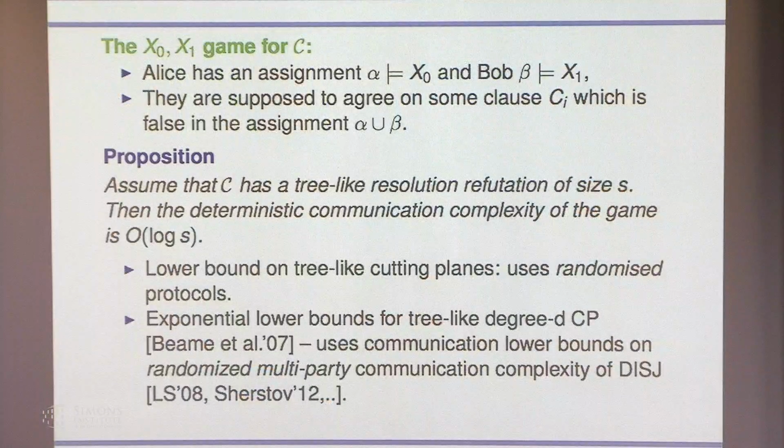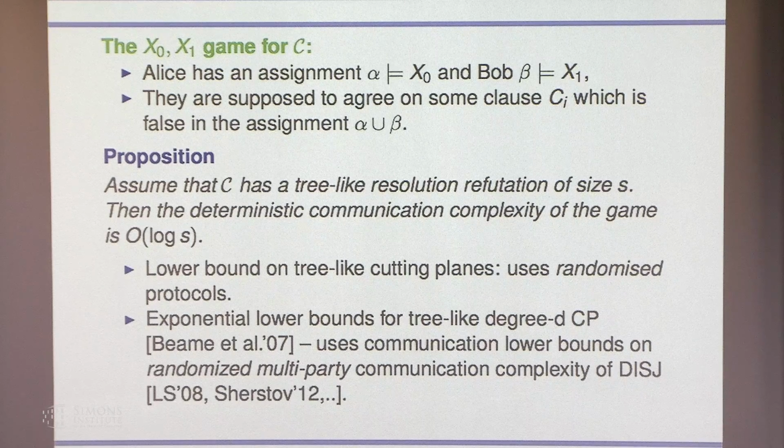There's a different application, which I find very nice, and it's an exponential lower bound for tree-like degree D cutting planes, where you again strengthen the communication models. So in the cutting planes case, one strengthened the communication model to move from deterministic to randomized, but here one also allows multi-party communication. The degree D cutting planes I will not exactly define, but you can think of it as cutting planes where instead the inequalities are degree D polynomials.